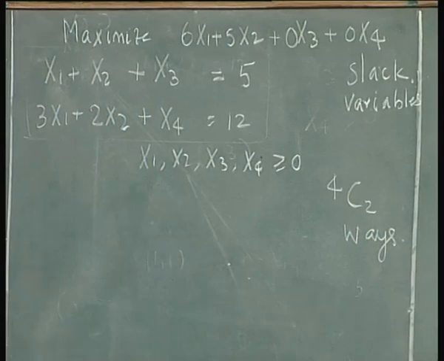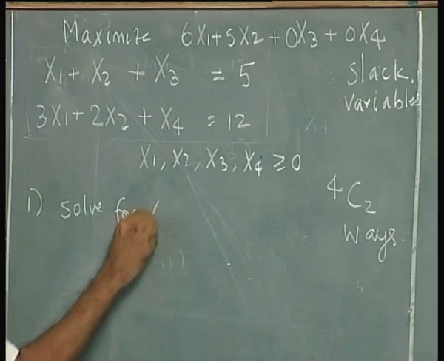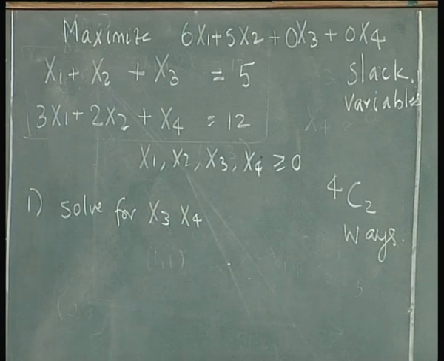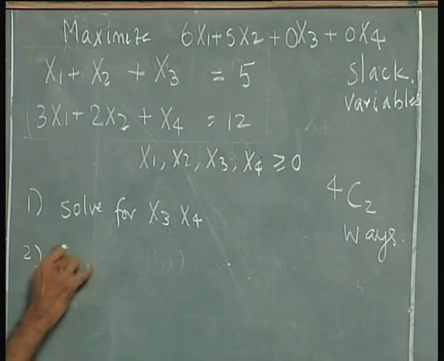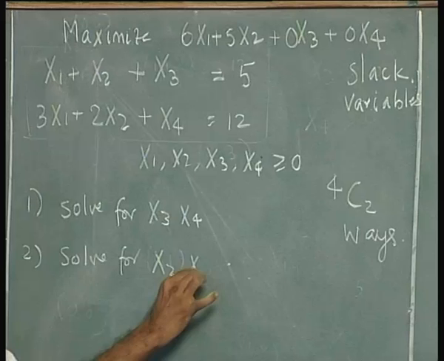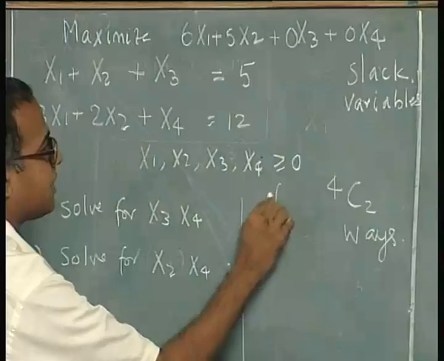For example, the first out of these 4C2 is: solve for x3 and x4 by fixing x1 and x2 to some arbitrary value. The second one would be: solve for x2 and x4 by fixing x1 and x3 to arbitrary values. For example, I am going to write another thing called fix.